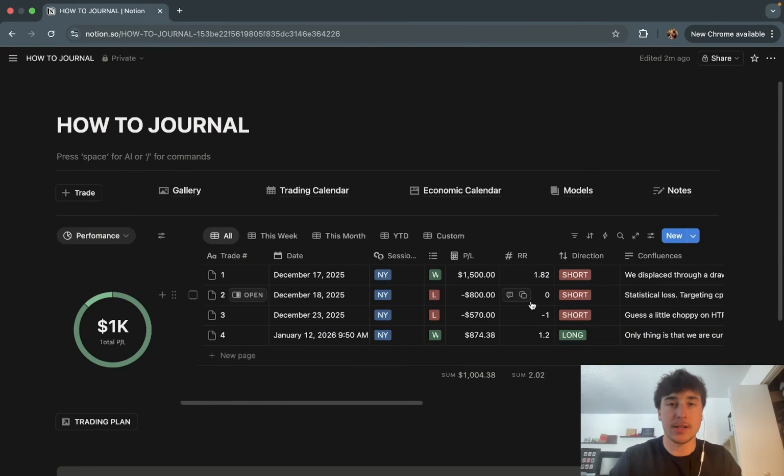And this one's a very important one to kind of get used to your model and understand it. It's going to be how to properly journal. So this is the training journal I use.